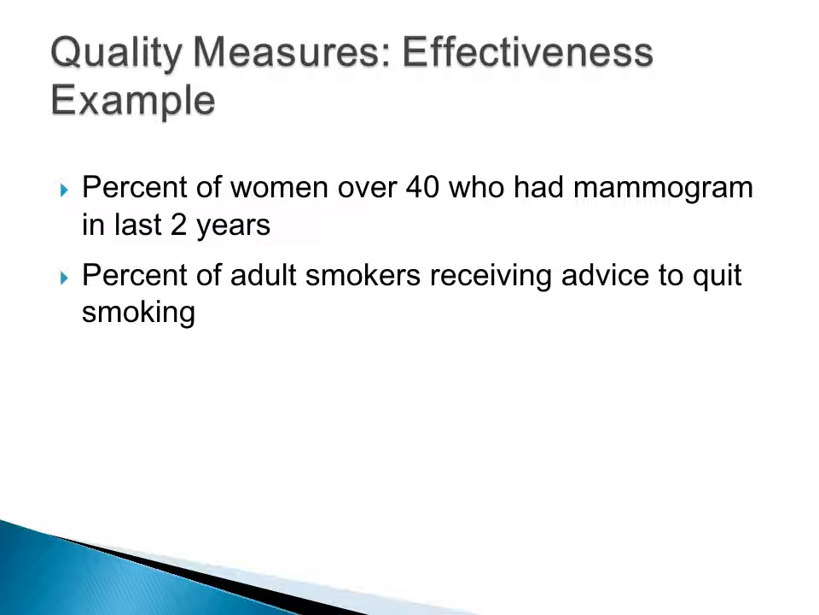Here's a couple of examples of effectiveness measures. The percentage of women over 40 who had a mammogram in the last 2 years. This is probably kind of an old number because they came out with that guidance about being over 50, but who had a mammogram in the last 2 years. That's how effective the healthcare system is.